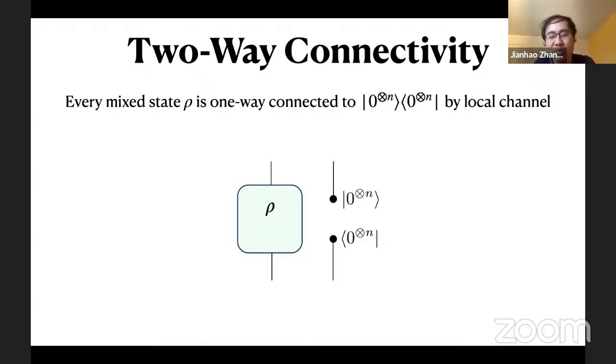Okay, after defining the formal definition of a local quantum channel, I'm going to tell you a drastic difference between a local quantum channel and a local unitary operator: for a quantum channel, which is generally non-unitary, the elegant property of two-wayness of the unitary operator no longer appears.